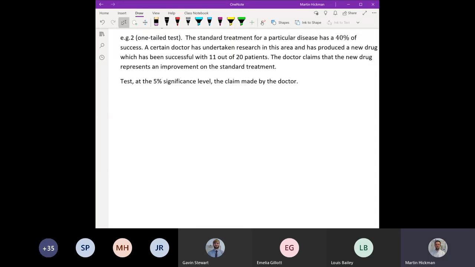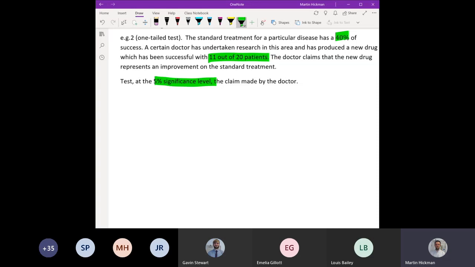Unless I can see anything, I'm just going to go straight ahead into the second example. The standard treatment for a particular disease has a 40% chance of success. A certain doctor has undertaken research in this area and has produced a drug which has been successful with 11 out of 20 patients. The doctor claims that the new drug represents an improvement on the standard treatment. Test at the 5% significance level the claim made by the doctor.